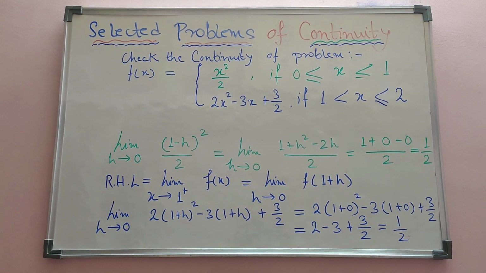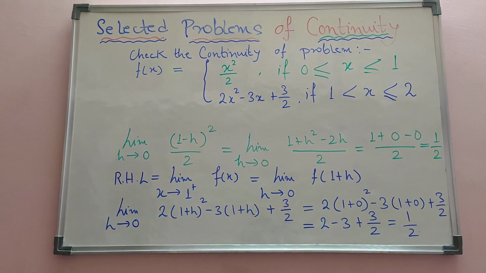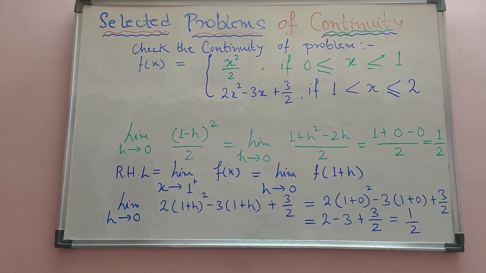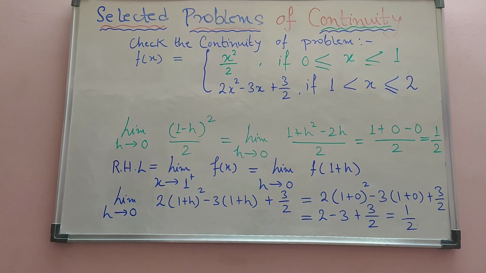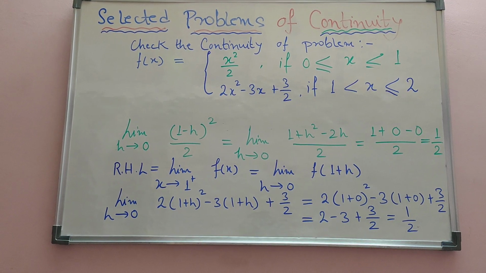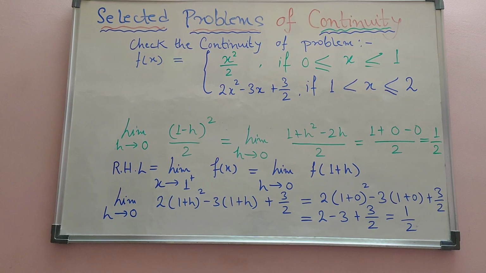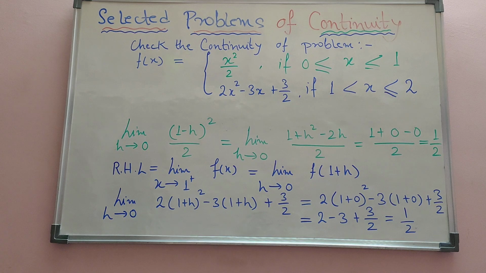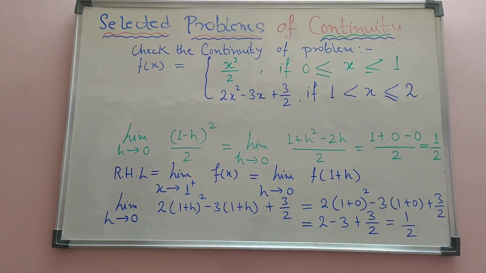What is given in the equations? Second equation, see, it's given 2x square minus 3x plus 3 by 2, if 1 less than x, x less than 2. So now we will substitute the value of the limit. It becomes 2 times 1 plus 0 the whole square minus, just substitute the value of h, it becomes 2 minus 3 plus 3 by 2, it is equal to 1 by 2.